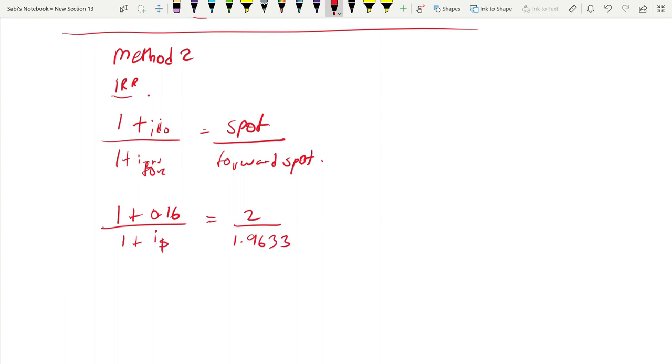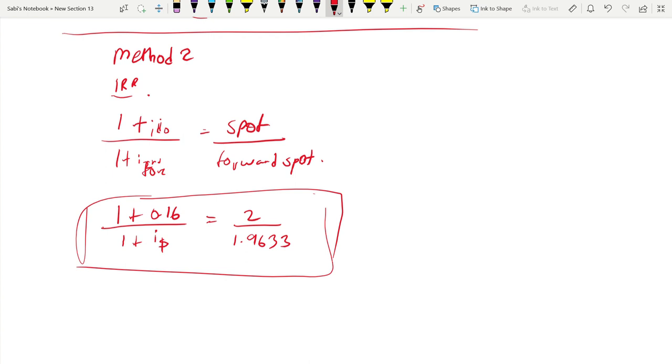1.9633. That means the difference between the exchange rate from year 0 to 1 should be equal to the interest rate between the two countries. This is the meaning of this. This you always have to use whenever interest rate is given.